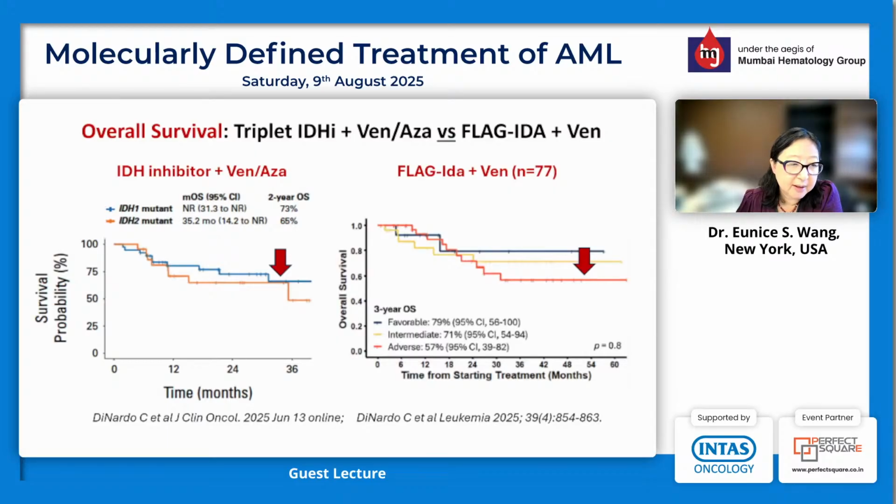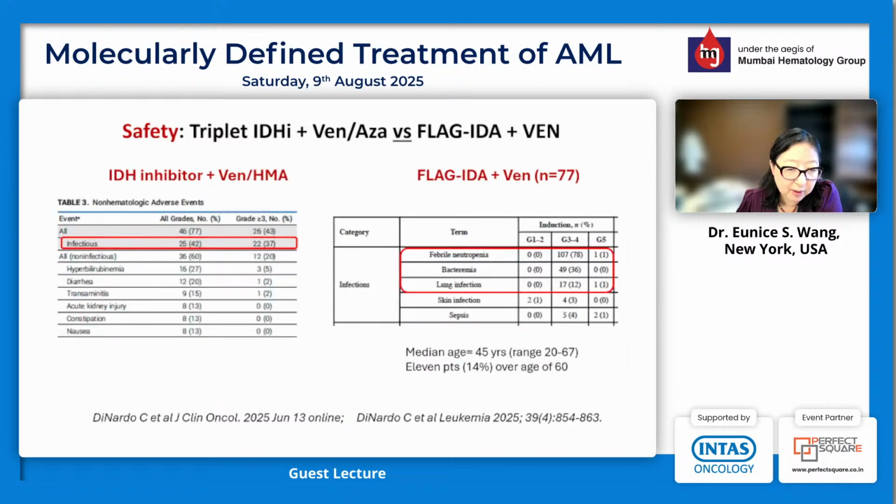And you can see again, is this combination IDH inhibitor and Ven-Aza, how does it compare to intensive chemotherapy? So these are the results of an intensive chemotherapy regimen utilized at MD Anderson for a similar IDH population. You can see here that these patients do very, very well, potentially even a little bit better when you look at the adverse risk category. And obviously, when you look at the intensive chemotherapy for these patients, those instances of febrile neutropenia in the majority of patients, bacteremia, lung infection, again, as compared to much lower rates, about half those rates in this triplet combination.